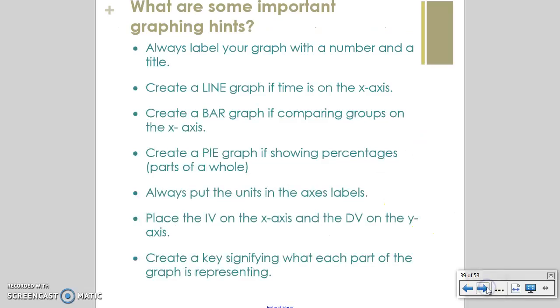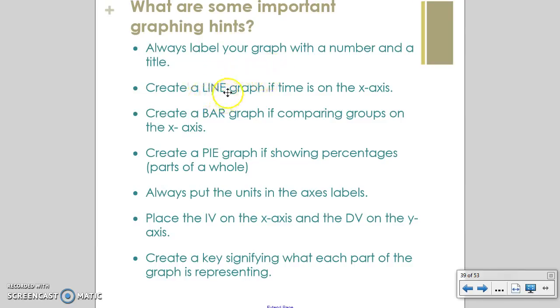So some reminders for important tips in creating a graph. We want to make sure that our graph has a label with a number and a title so that everyone knows exactly what they're looking at. We also want to make sure that we're creating the right type of graph. And there's three main types of graphs.